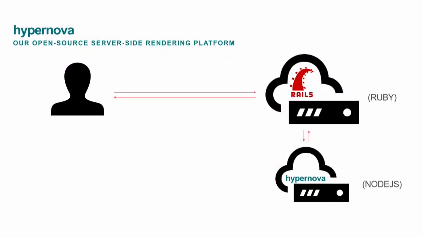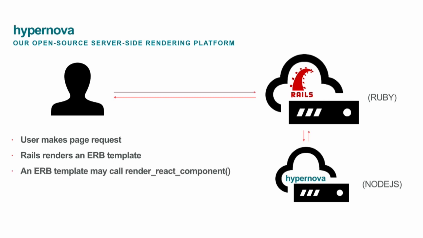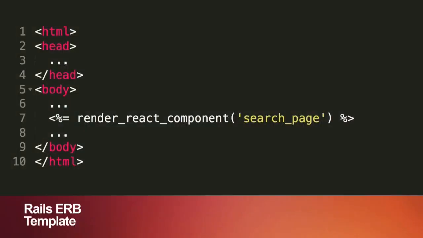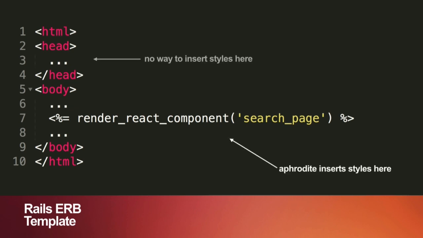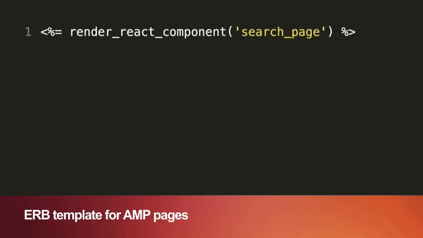So, inserting styles into the head. Hypernova is the name of our server-side rendering service. It's a Node.js service. And the way it works is that the user makes a page request, Rails renders an ERB template, and the ERB template makes a call to Hypernova via this call to render React component. And this is what it looked like before. And then this is what it looked like after.